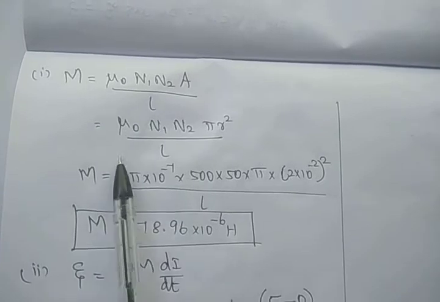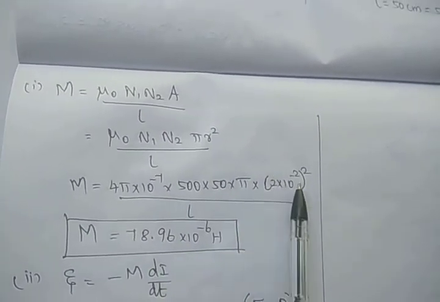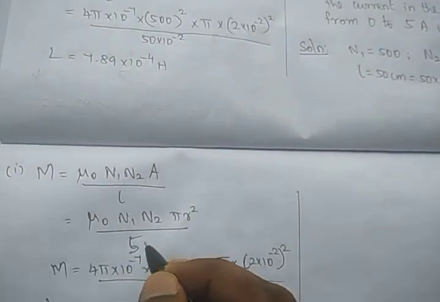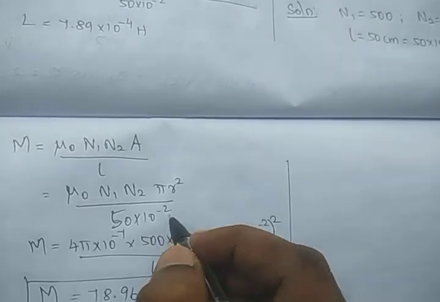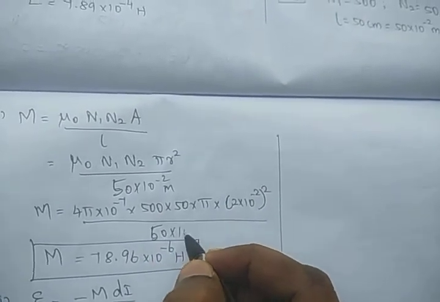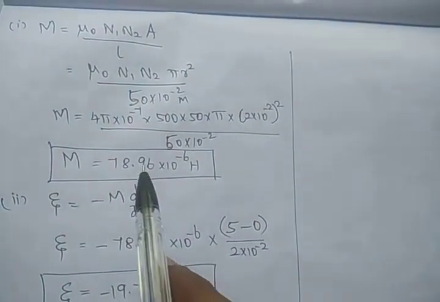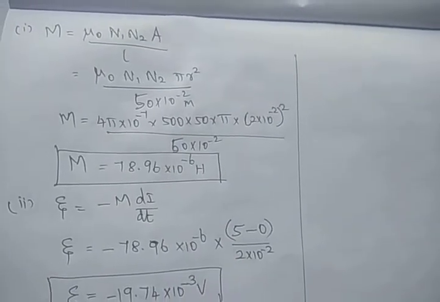So substituting the M value: mu naught is 4 pi into 10 power minus 7, 500, 50, pi, the R value 2 into 10 power minus 2 whole squared, then the length of the solenoid, which is 50 centimeter, 50 into 10 power minus 2 meter. So we get 78.96 into 10 power minus 6 Henry, that is microhenry.